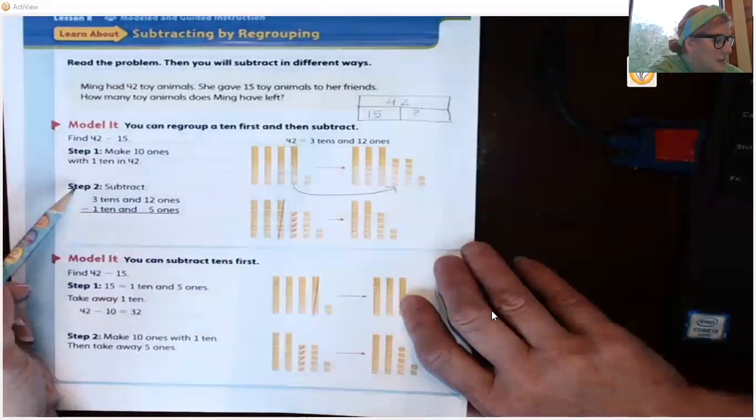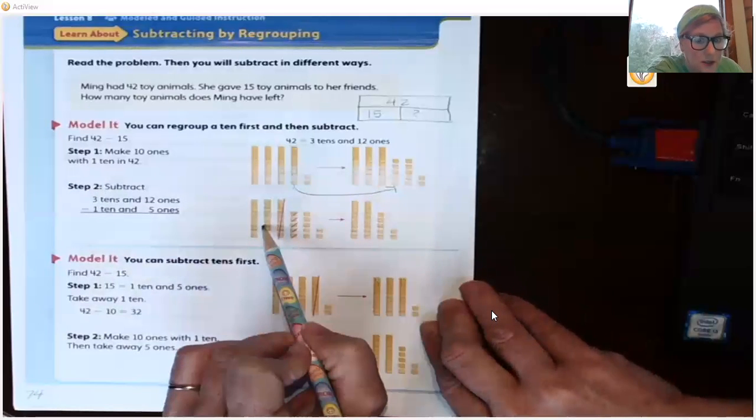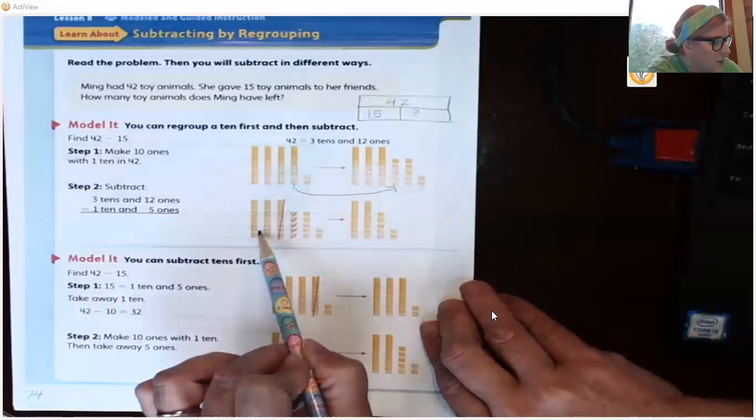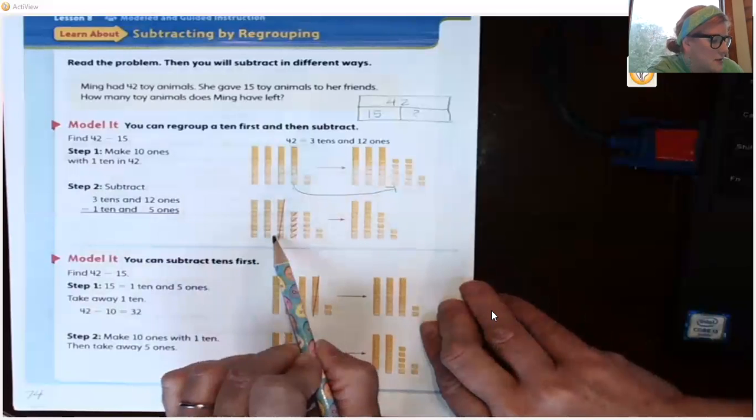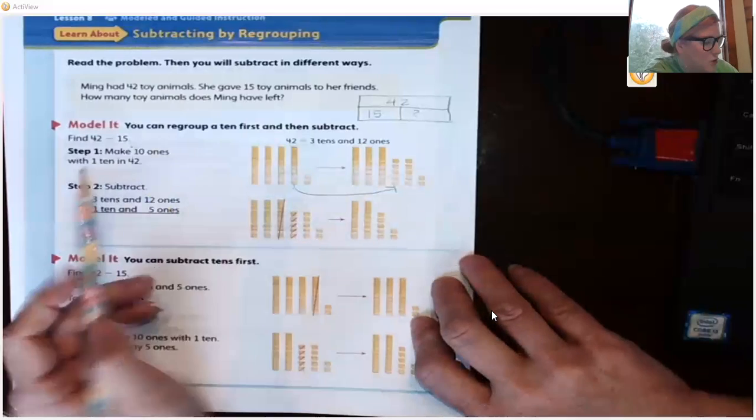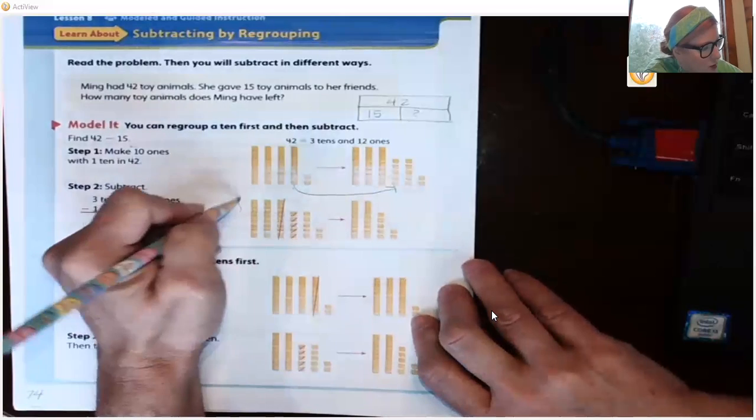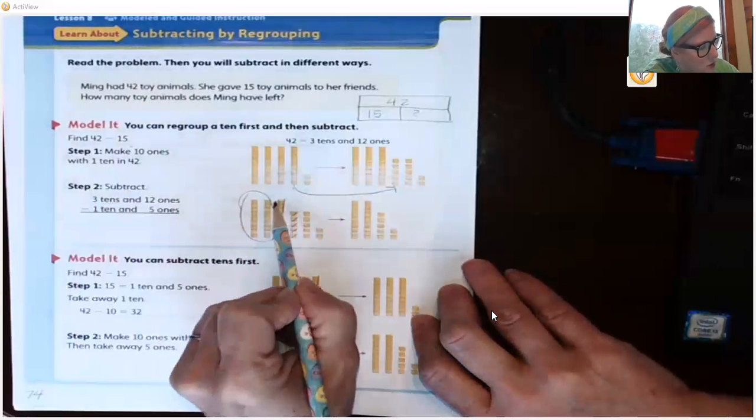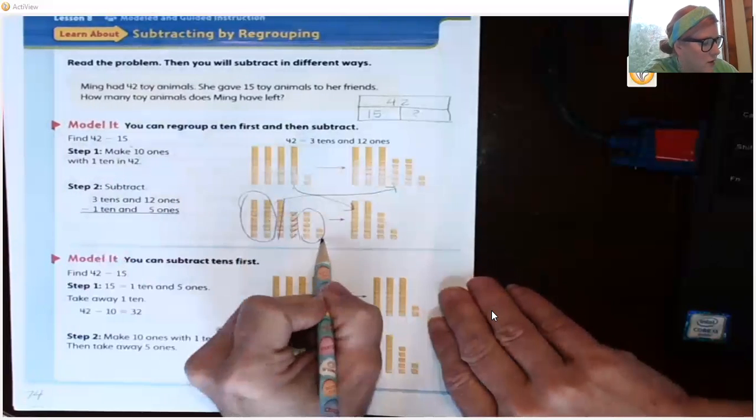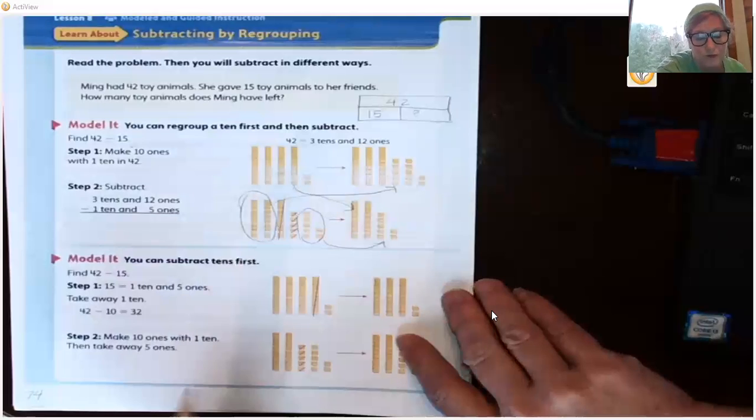Okay, then step 2 would be to subtract. So this is this. So we have our 3 tens. We just moved it down here. 3 tens are 12 ones, but now we have to subtract the 15. So we're going to take away a 10, take away the 5 ones, and you are left with the 2 tens, and you are left with the 7 ones. And see how they put them in groups of 5 like we've talked about?